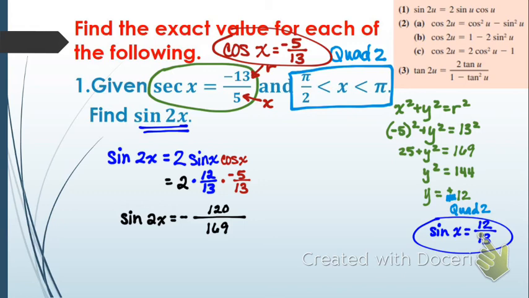Can I reduce that fraction at all? It is negative. I had the negative out in front and it was hard to see, so I moved it up to the numerator. What's the only thing that will reduce with the denominator? It's the only thing that goes into 169. 13. Does 13 go into 120? Then it's fully reduced.